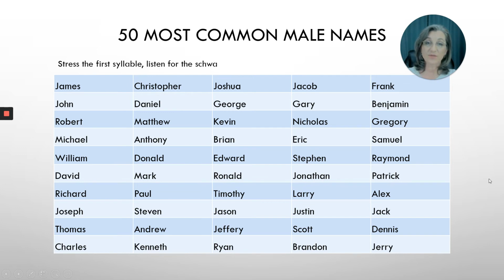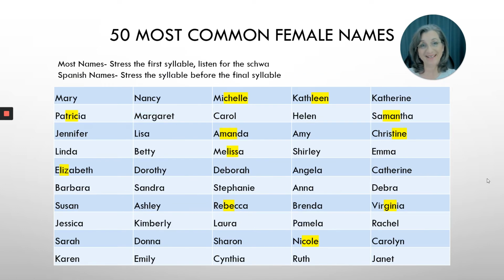For the female names, women are a little more complicated. And so most of them are stressed on the first syllable when you're pronouncing an American female name. There are some here that I have highlighted that are exceptions. So the ones that follow the rule: Mary, Jennifer, Linda, Barbara, Susan, Jessica, Sarah, Karen. So those are all on the first syllable. The ones that are highlighted are a little bit different.